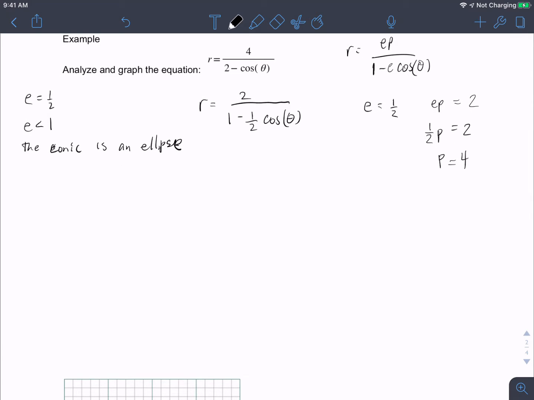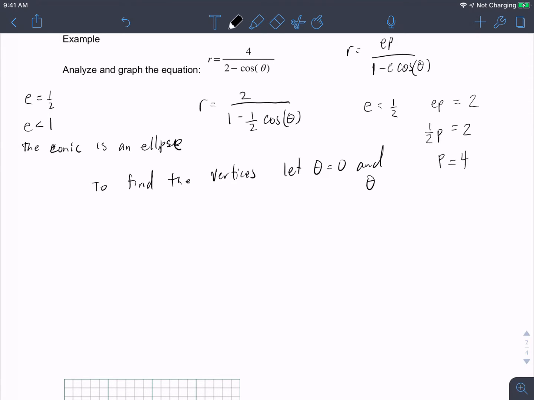And now what we need to do is go ahead and find some of our points. To find the vertices, what we're going to do is set our angles. To find the vertices, we're going to let theta equal 0.